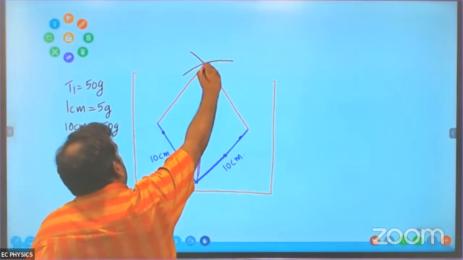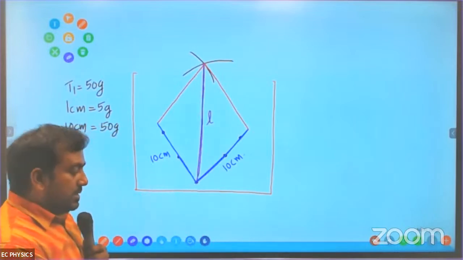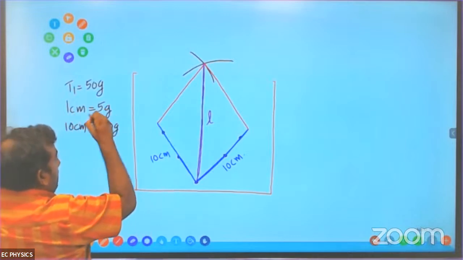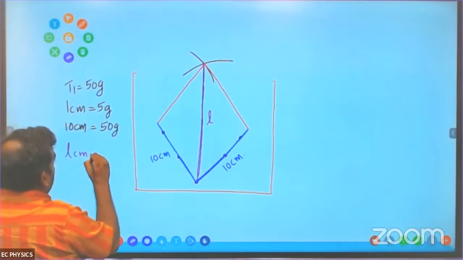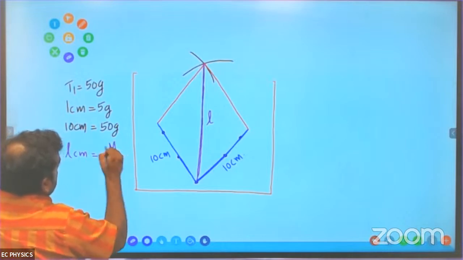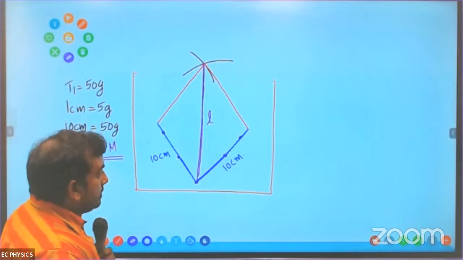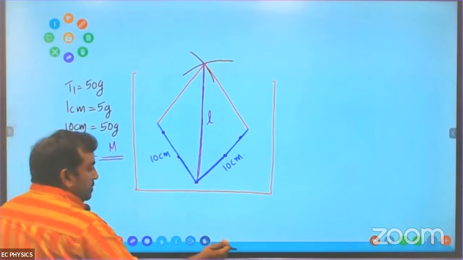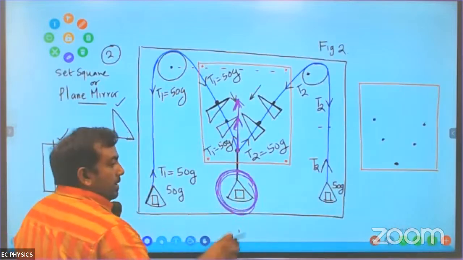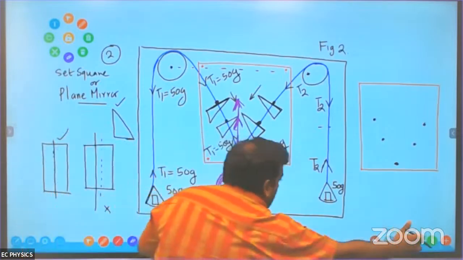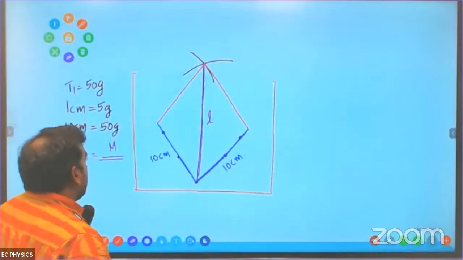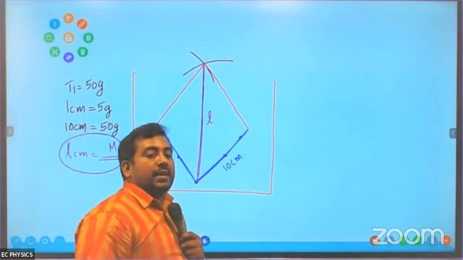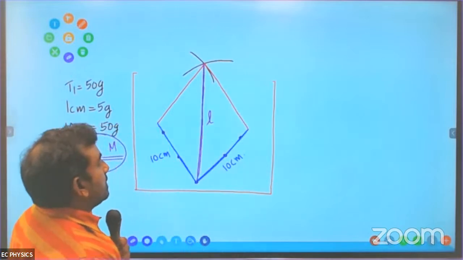So what we do is we measure this length. Once we measure this length, 1 centimeter is 50 gram, so L centimeter, you can find the unknown mass. Then using a triple beam balance, you find this mass: you remove this mass, put it on, and you find the mass. If the triple beam balance reading and the calculated reading are approximately the same, we say the principle is correct.